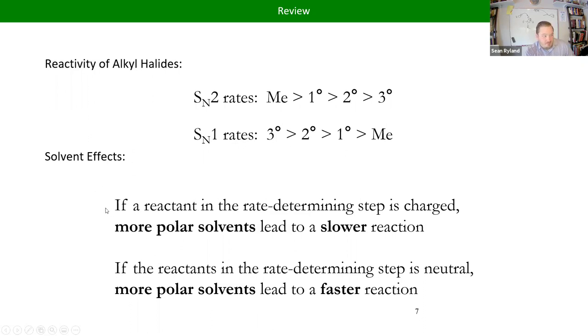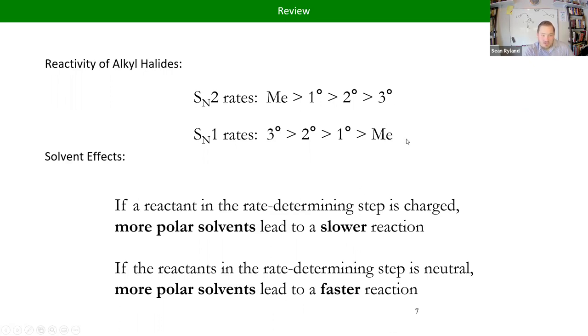Solvents. The bullet point here is, if the reactant in the rate determining step is charged, more polar solvents lead to a slower reaction. Because if your reactants are charged, in a polar solvent you're going to stabilize those reactants more. If you're stabilizing the reactants, that means you're going to have more of a barrier to get over that transition state. If the reactants are neutral, more polar solvents lead to a faster reaction, because instead of stabilizing the reactants, you're stabilizing either the transition state or the intermediate.